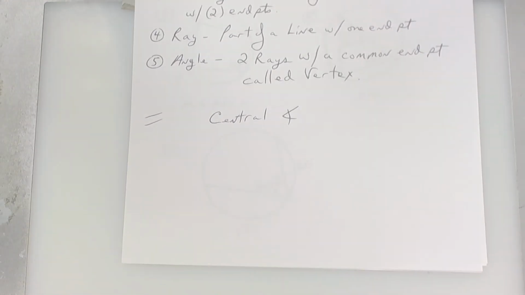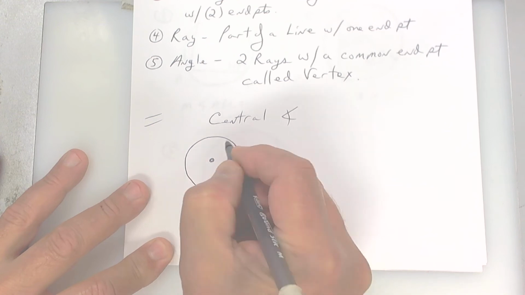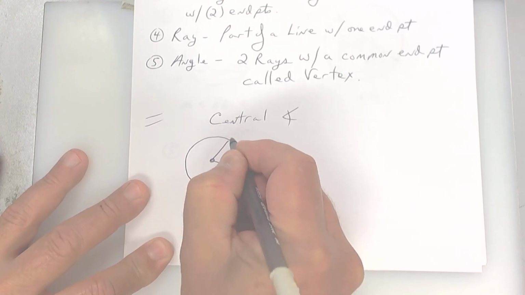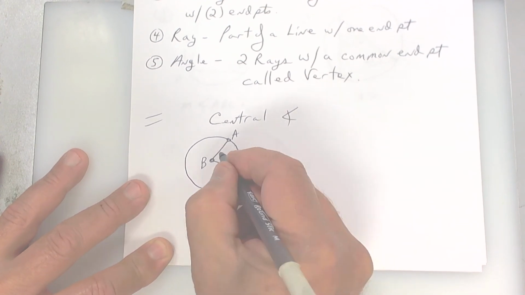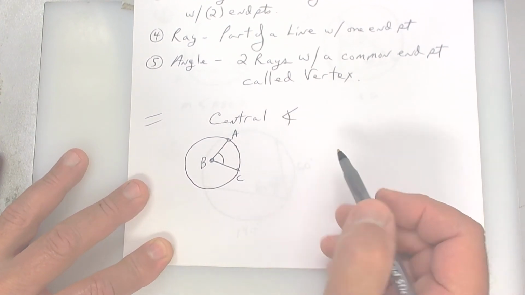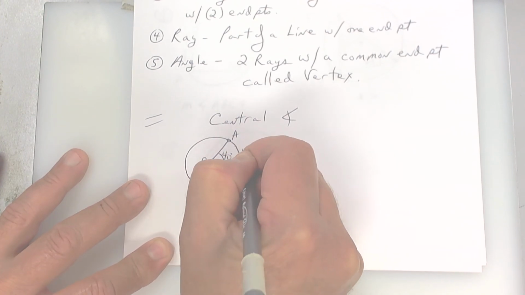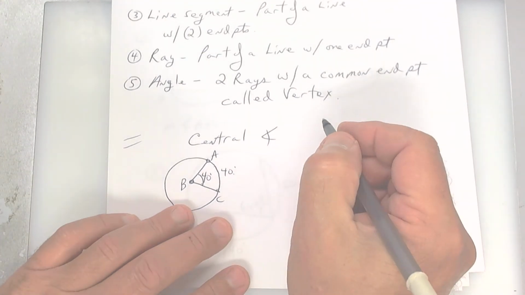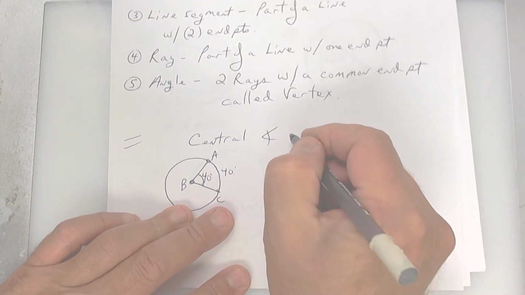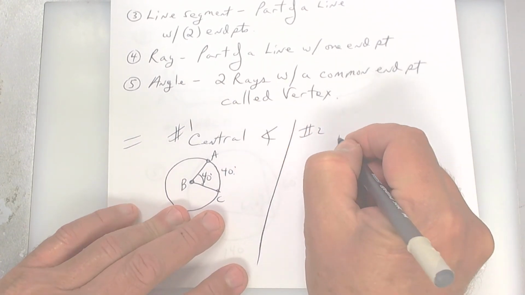You were taught a central angle by me. A central angle is an angle that starts in the center of the circle and goes this way. So angle A, B, C is called a central angle. And the angle and the arc are the same. So if this is 40 degrees, this would be 40 degrees. Okay, today we're learning something called an inscribed angle. So write this down, number 2. This is number 1, number 2, inscribed.